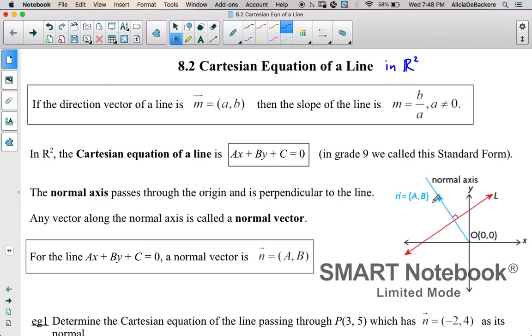Any vector along that normal axis is called a normal vector. And if I have my line in Cartesian form, then one of the normal vectors is always going to be the coefficients of the x and the y, and they would go in the x and the y spots in the same order. So we're going to use that idea. That's always going to be perpendicular to the line, which will also be perpendicular to the direction vector for the line, since that is parallel to the line.